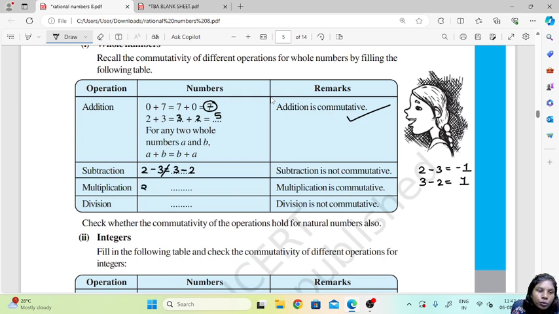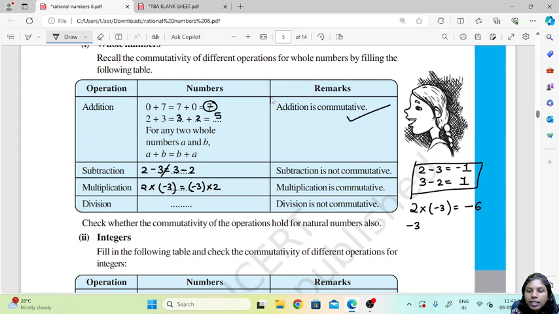Next let's look at multiplication. Say I have 2 into minus 3 and minus 3 into 2. When I have 2 into minus 3, the answer will be minus 6, and for minus 3 into 2, again the answer will be minus 6. Therefore we can say that multiplication is commutative, because the answer remains minus 6 in both cases.